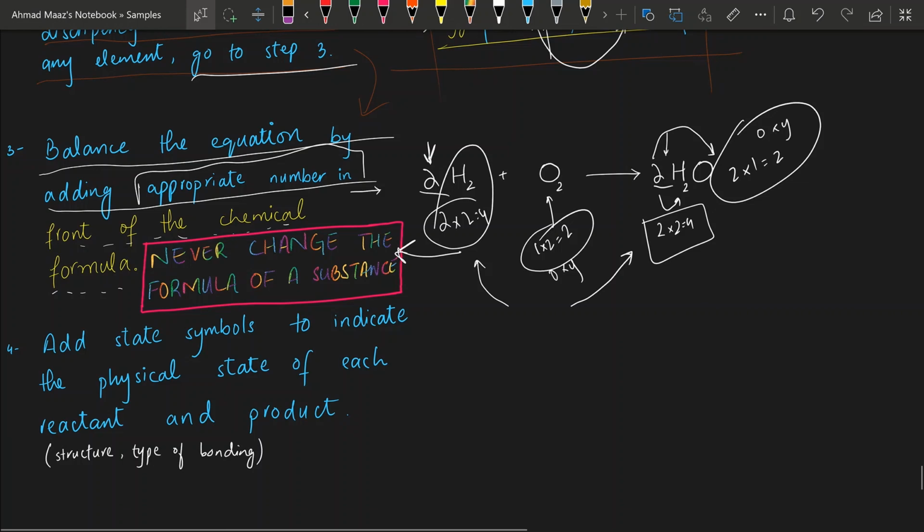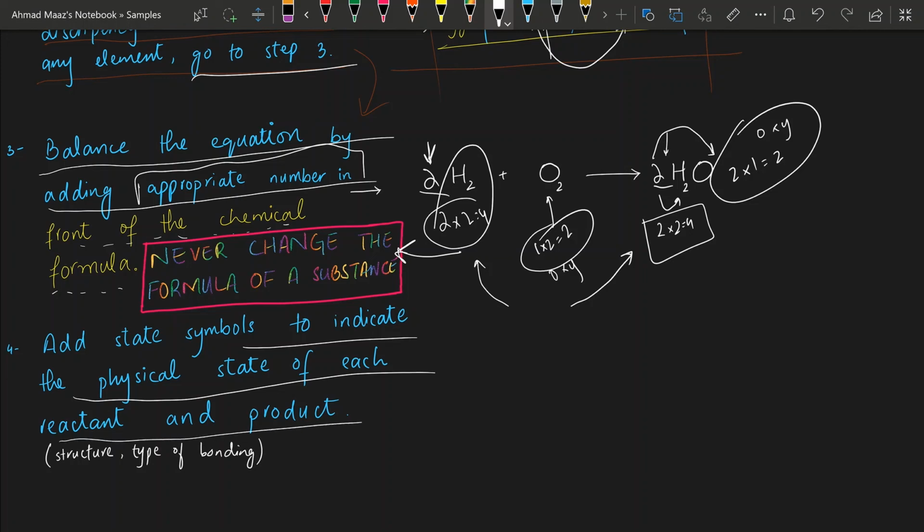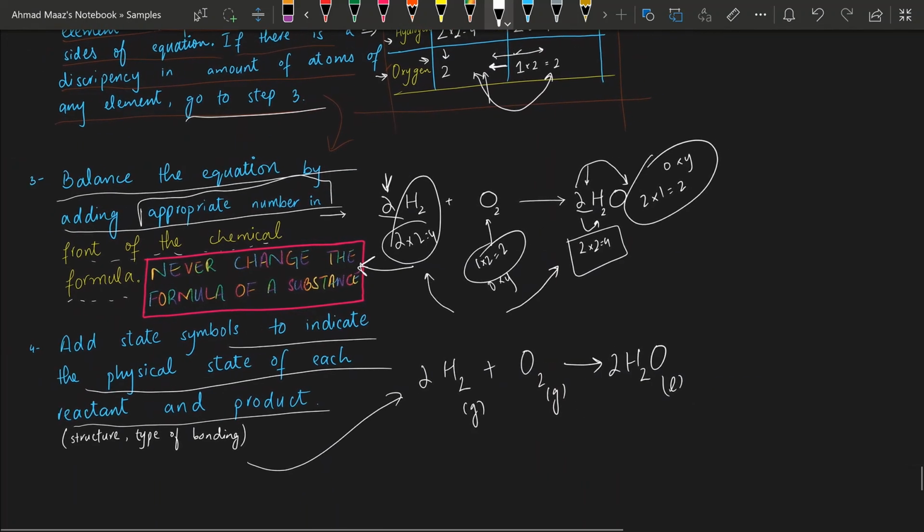Alright, next step, you add the state symbols to indicate the physical state of each reactant and product. Now this is the equation. 2H2 plus O2 gives 2H2O. Now you add the state symbols. Hydrogen, we know from bonding and structures, is a gas. Oxygen is also a gas. And H2O is liquid at room temperature and pressure.